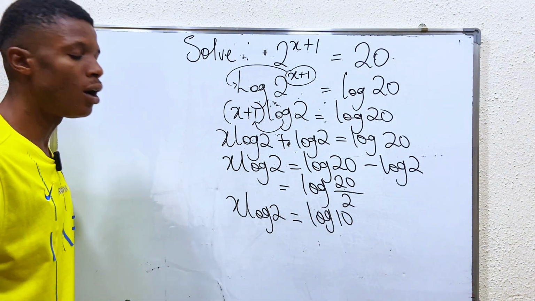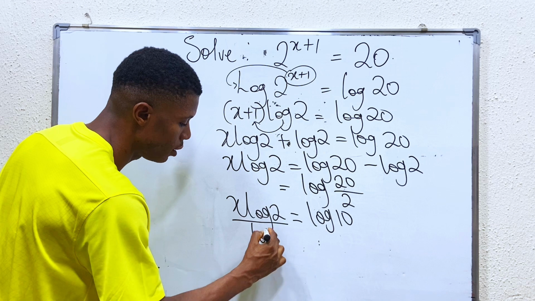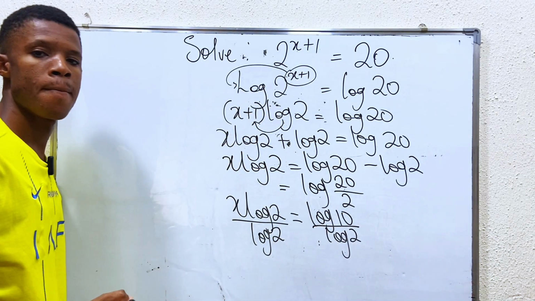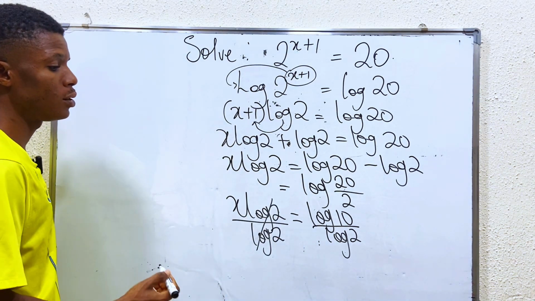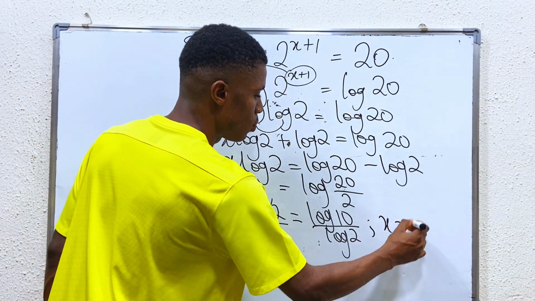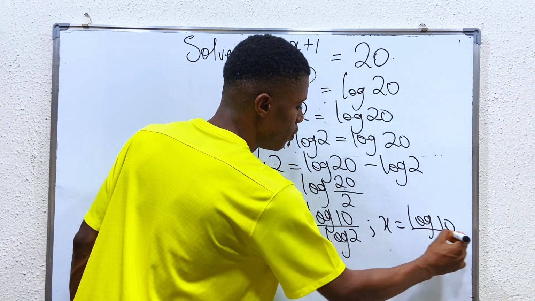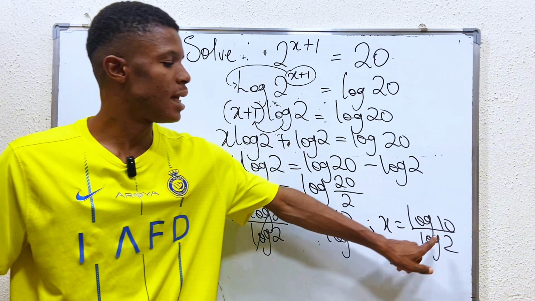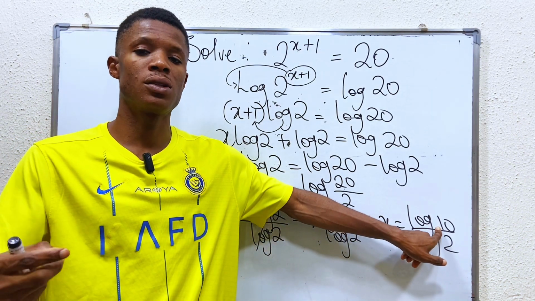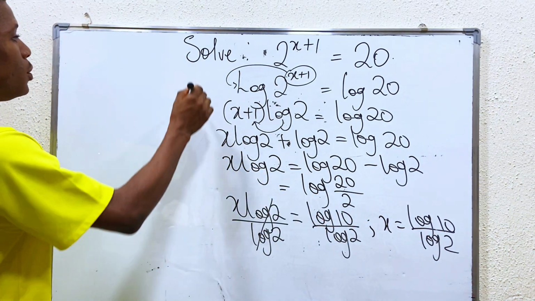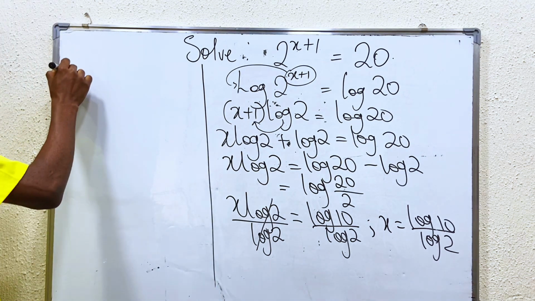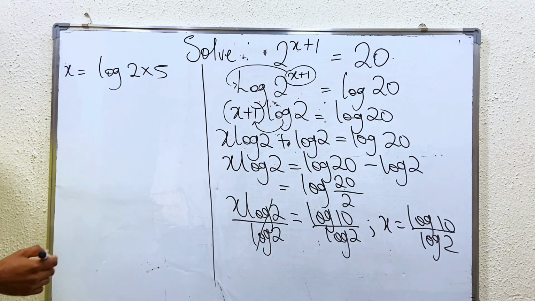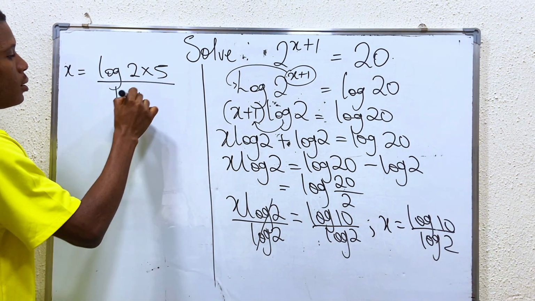To get the value of x, all you need to do is to divide through by log 2. So if I divide by log 2, what do we have? You see that x = log 10 over log 2. Remember that 10 here can be expressed as a product of 2 and 5. So what do you have? You are going to have that x = log (2 times 5), then divided by log 2.